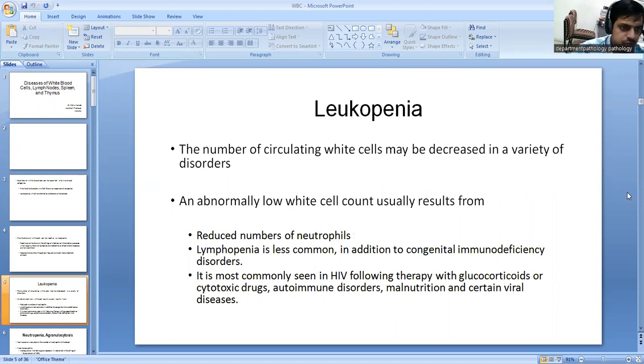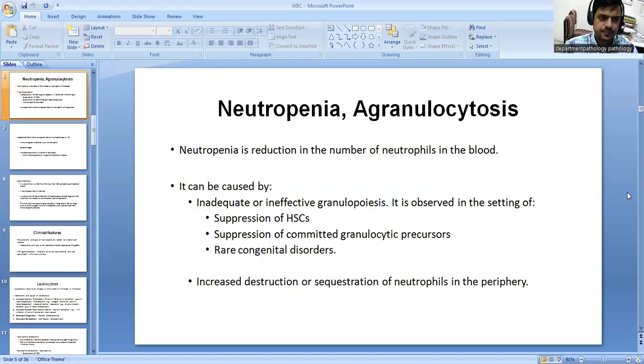The numbers of circulating white cells may be decreased in a variety of disorders. An abnormally low white cell count usually results from a reduced number of neutrophils. Lymphopenia is less common. In addition to congenital immunodeficiency disorders, it is most commonly seen in HIV, following therapy with glucocorticoids or cytotoxic drugs, autoimmune disorders, malnutrition, and certain viral diseases. Neutropenia, agranulocytosis.